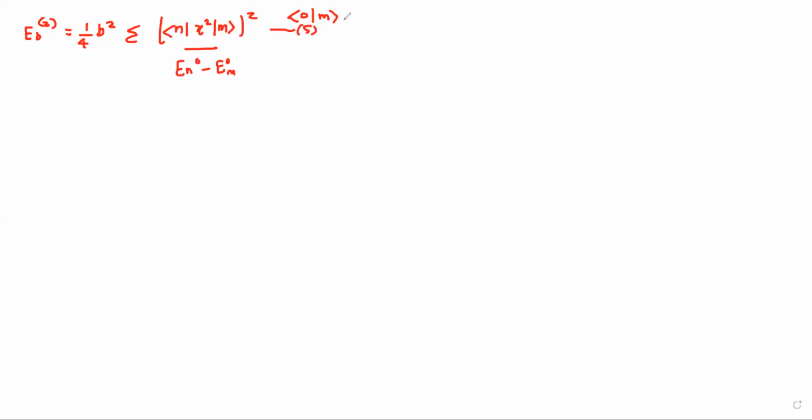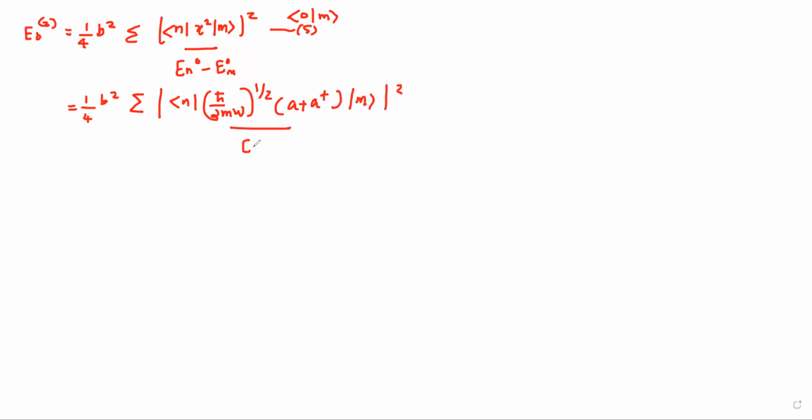Here I am going to add 0 here, m here. So we can also write it as 1 by 4 b square into summation over n. Our x value is h bar divided by 2 m omega, all raised to 1 by 2, into a plus a creation, into m, all squared, by En of 0 minus Em of 0. Then here there is a square inside, x square, and also there is a square outside.